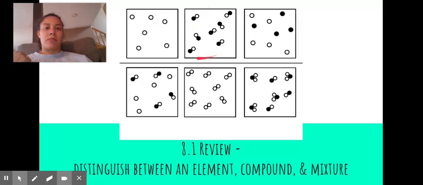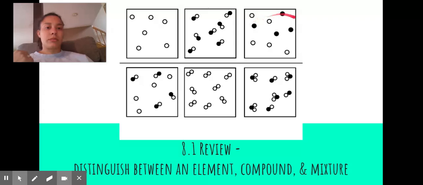The second image here, we have black spheres and we have empty spheres, and they are physically touching each other. So there is a bond between them. And we have two different types of atoms, right? Black, white, bonded together. So we must have ourselves a compound, right? And we can see that each of them has one of each, and there's not anything different combining there.